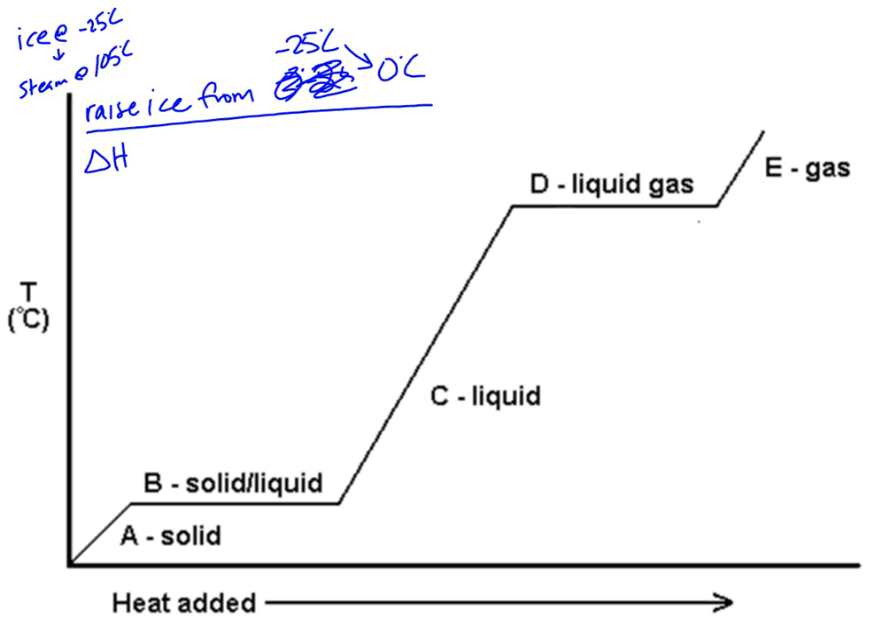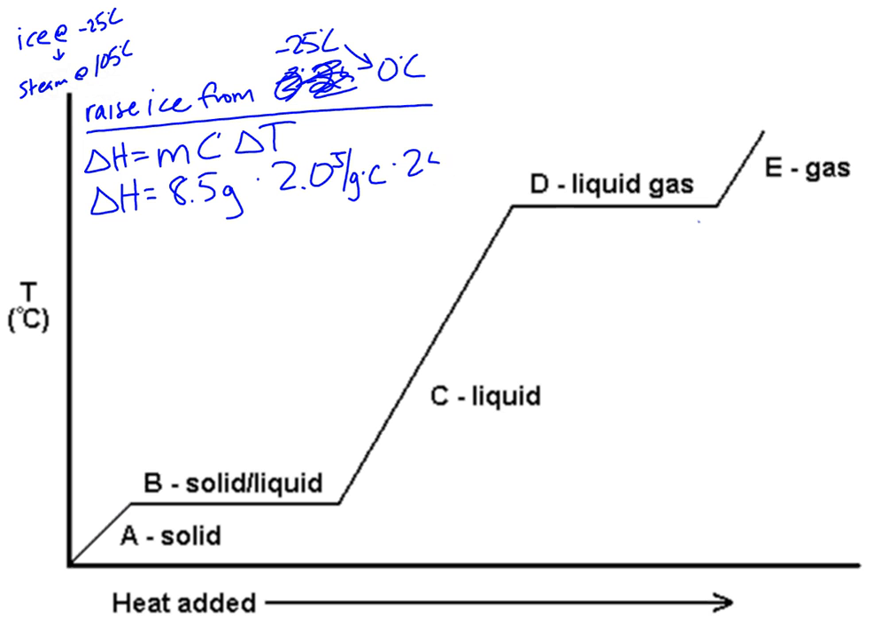So delta H is going to equal MC delta T. Delta H is going to equal the mass, which was 8.5 grams, times the heat capacity of ice, 2.0 joules per gram degrees Celsius. If you have any questions on how I got that value, you need to go back and look at your heat capacity worksheet, questions 7 and 8. Then I went from negative 25 degrees Celsius to 0 degrees Celsius, which means I had a change in temperature of 25 degrees Celsius. Degrees Celsius cancels out, grams cancel out, and I have joules.